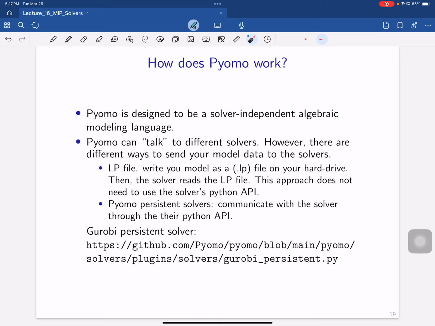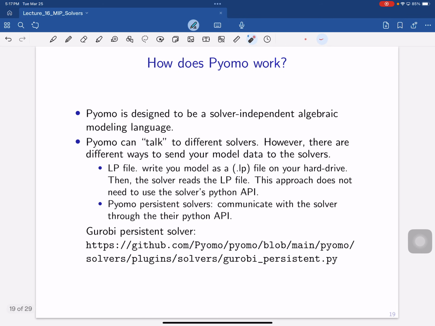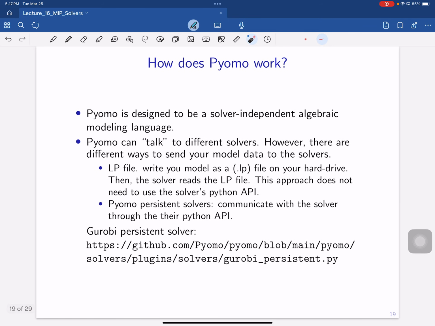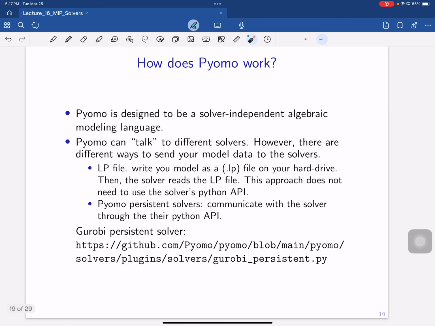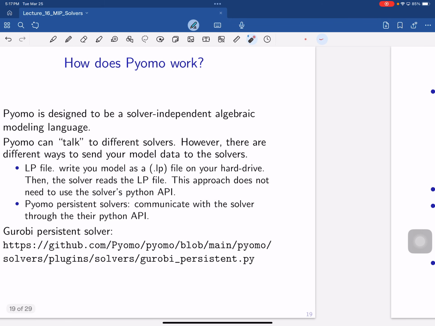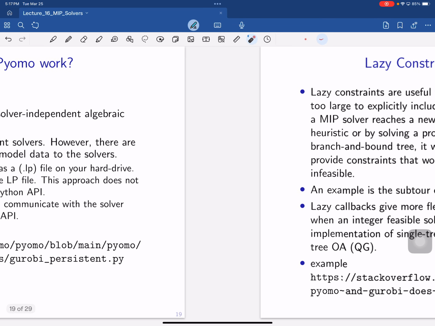Since CPLEX and Gurobi use different Python APIs, in order for Pyomo to talk to them respectively, you need to implement this wrapper for these two solvers respectively as well. It's easier if you read this piece of code than if I just talk about it. But here, at least from this slide, you know these things do exist. If you get into that, you could read the source code.